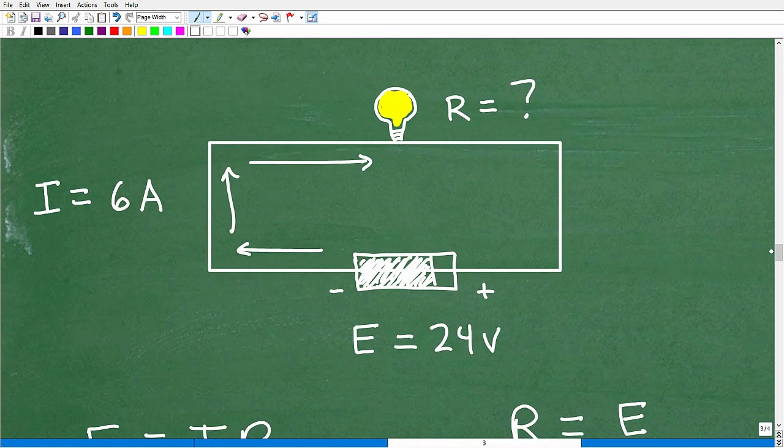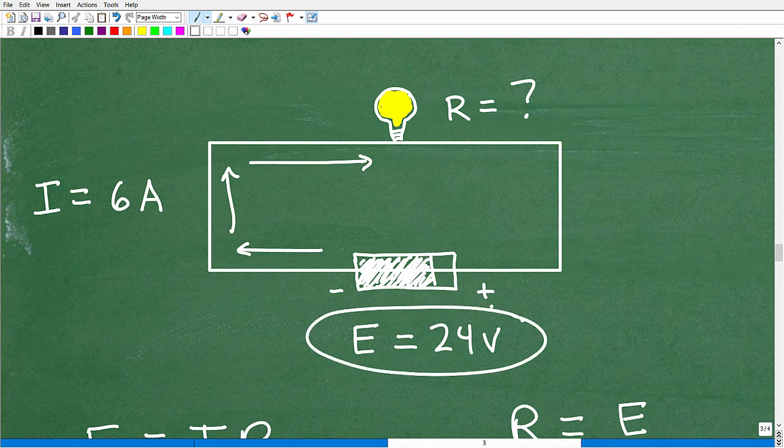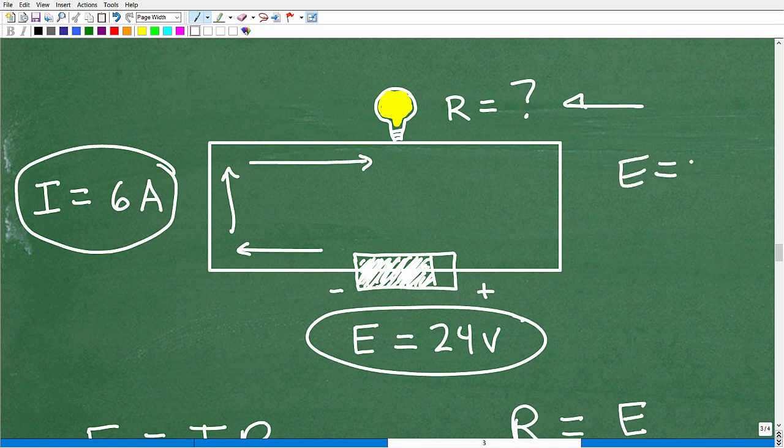Same kind of circuit. This time we have a battery that generates 24 volts, and the current of this circuit is 6 amps. Now obviously I'm looking for the resistance. What's the resistance of this light bulb? When I'm thinking of Ohm's law, E equals IR, I want to rewrite this formula in terms of R, because that's what I'm looking for.